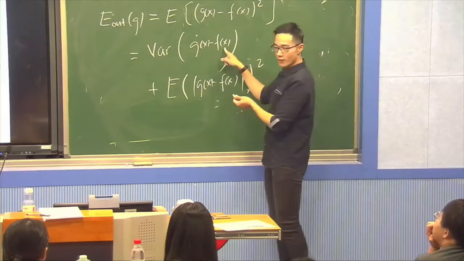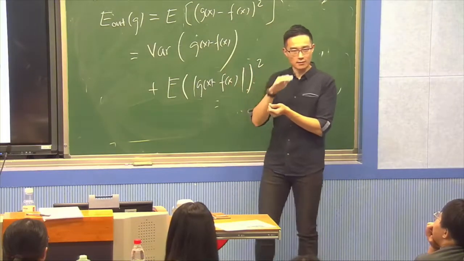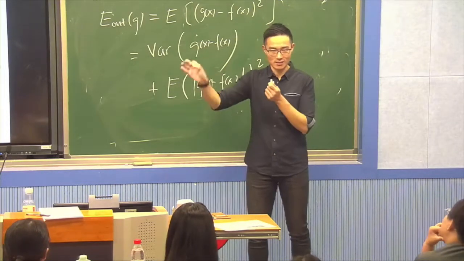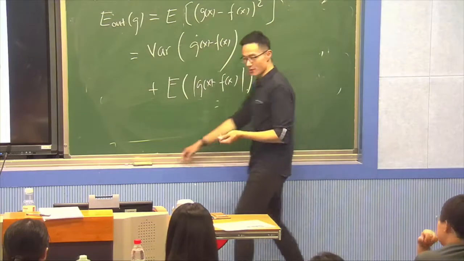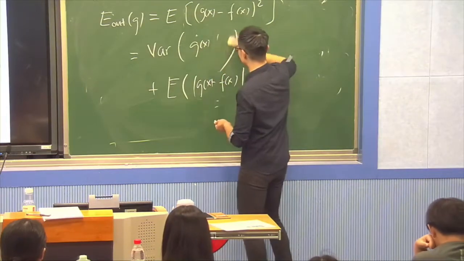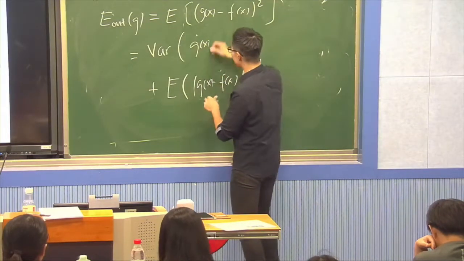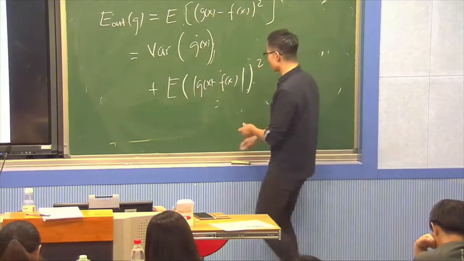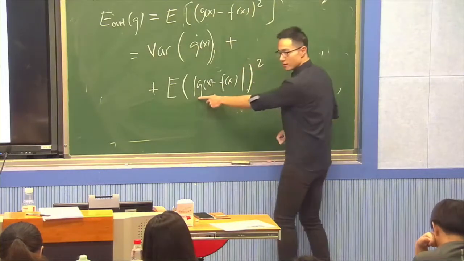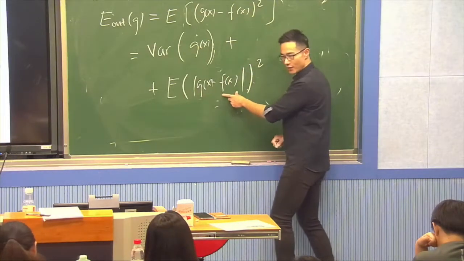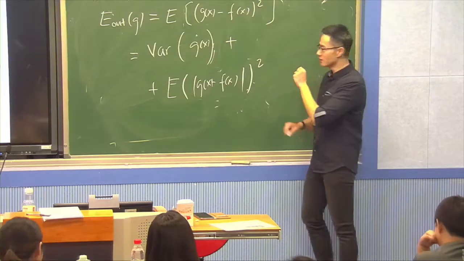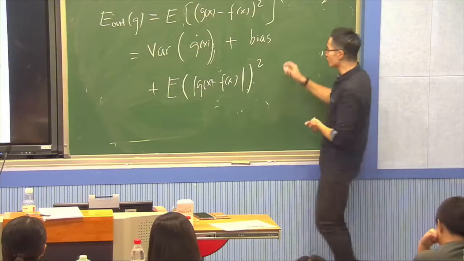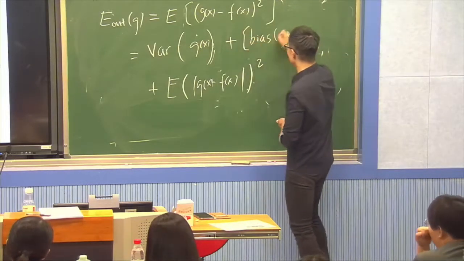Now, what is f(x)? f(x) is the underlying true relationship. So f(x) has no variance; it's fixed. Because it has no variance, I can just get rid of it, which basically becomes the variance of g(x). So the variance of g(x) plus the expectation of g(x) minus f(x). I'm going to give it a name: I'm going to call it bias. Now this bias is a function of the g, so I'm going to say bias squared.